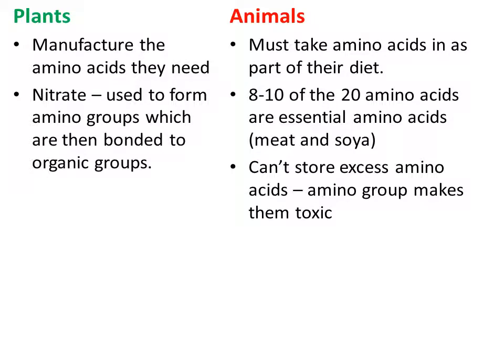We can't store a great deal of amino acids because the amino group makes them quite toxic in the body. So the body has to get rid of excess amino acids by this process of deamination. And this is carried out in the liver. And the product of this is the chemical urea, which is excreted by the kidneys.